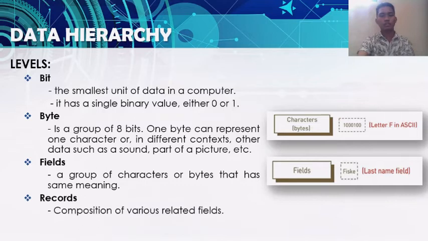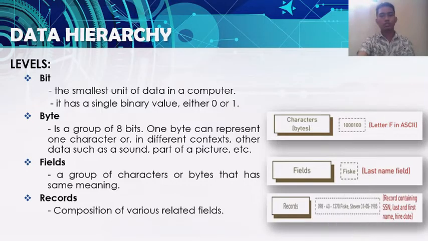Next are the records. A record is a group of various related fields. In the sample picture, you can see a set of fields about one student. That set of fields, such as the SSN, last and first name, and other data, is what we call a record in the hierarchy of data.